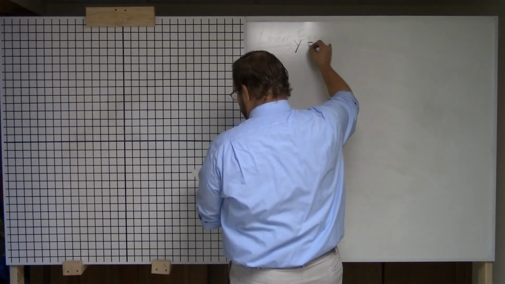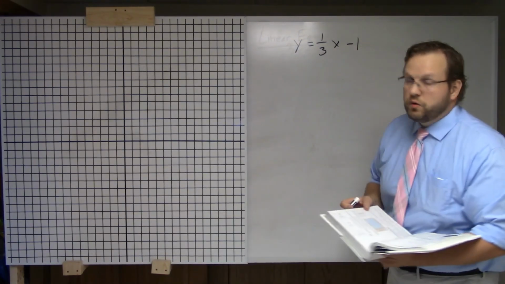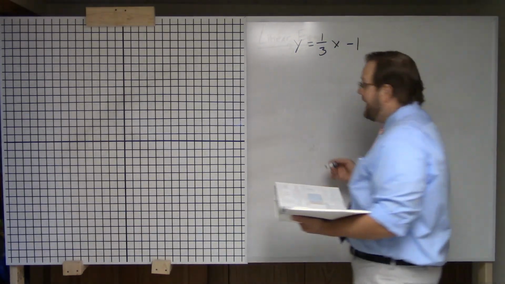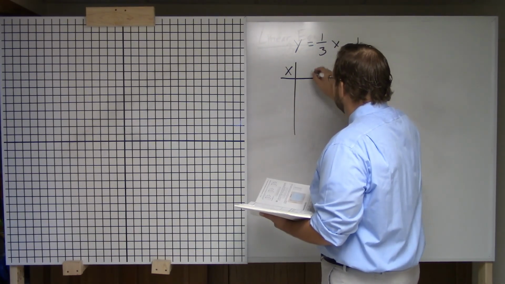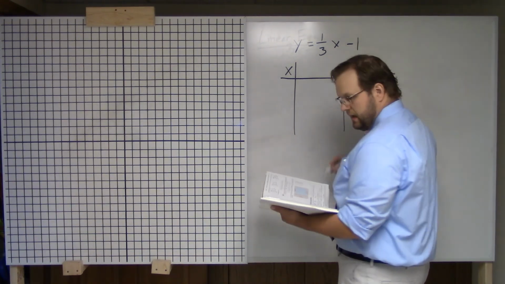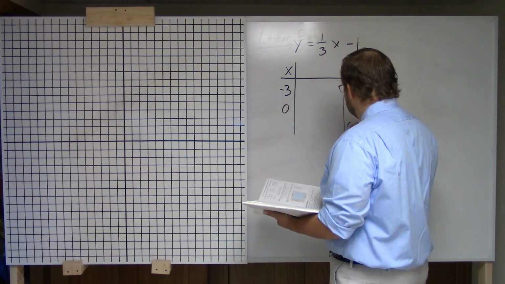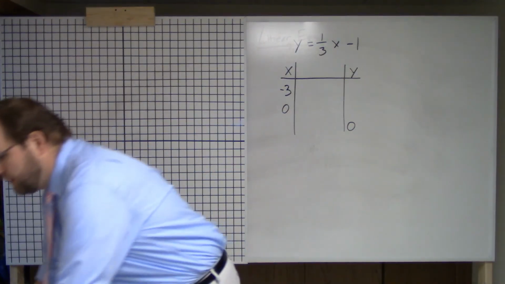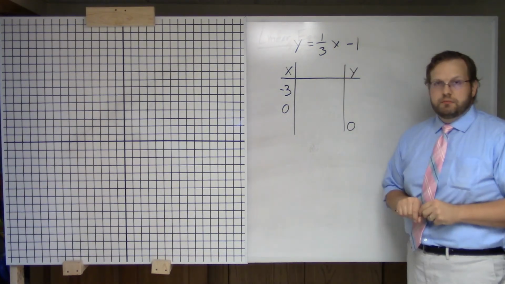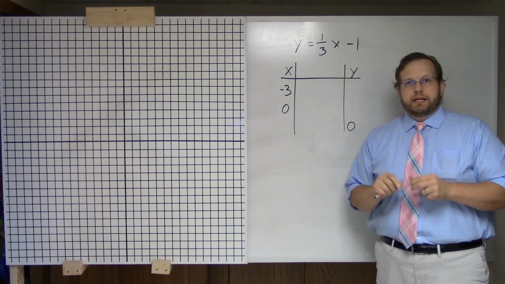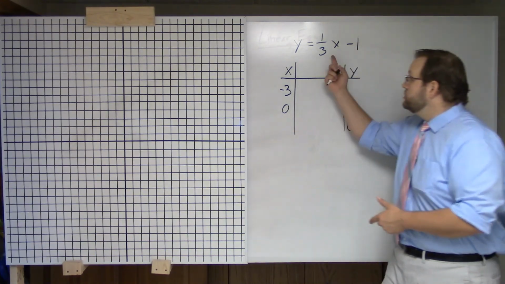Let's say we have this as a linear equation: y equals 1/3 x minus 1. And I give you a table. And that table is going to have a -3, a 0, and a 0. What they're going to ask you to do after giving you all this is say complete the table. Now when you complete the table, what you're doing is completing ordered pair solutions to this equation.